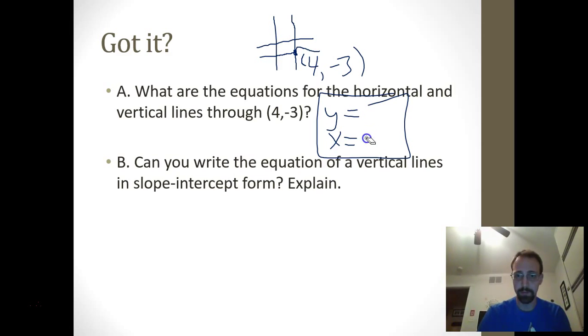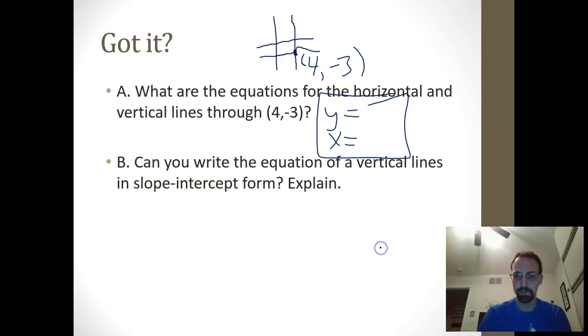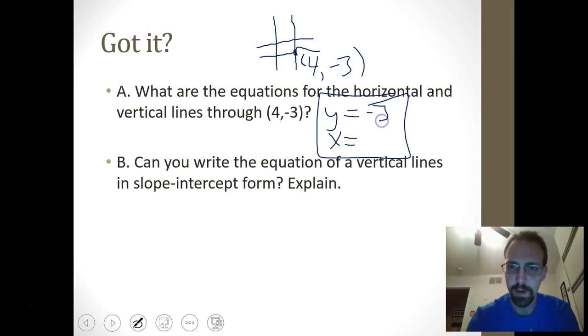These are flip-flopped. So if you were like, but Mr. Brummond! You're probably right. Because these should be flip-flopped. It's y equals negative 3 and x equals 4. I'm sorry. Please forgive me.